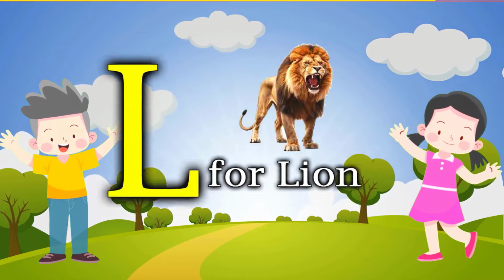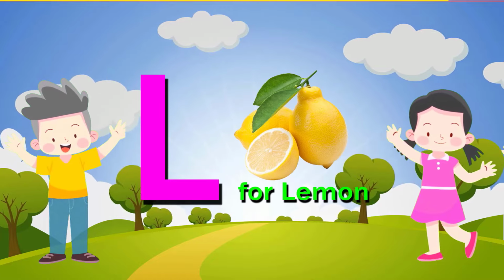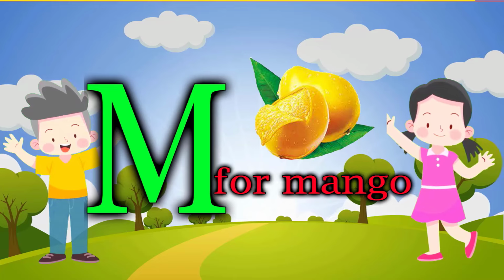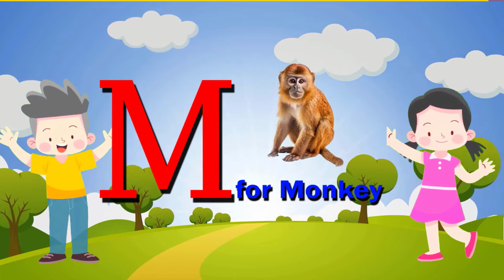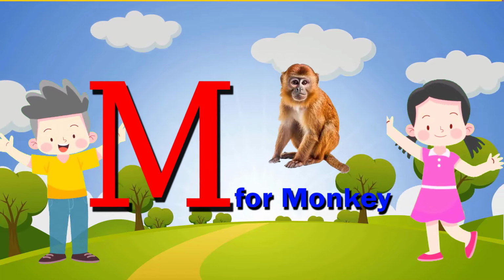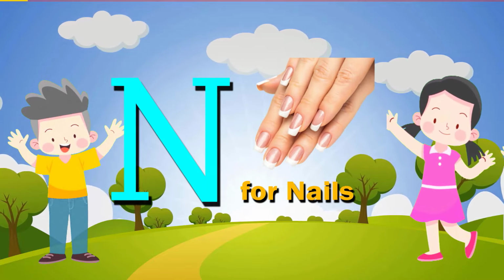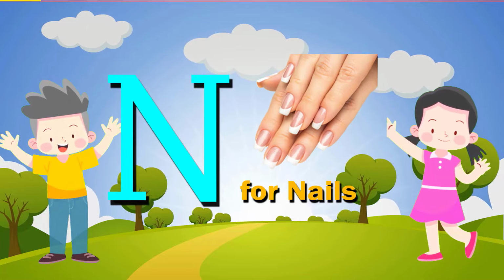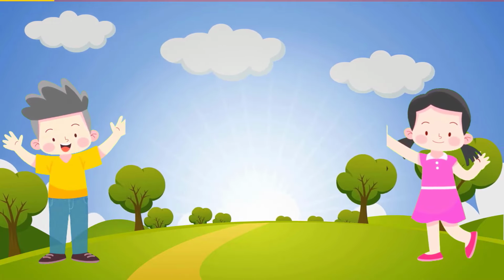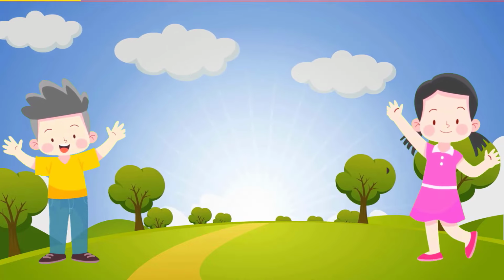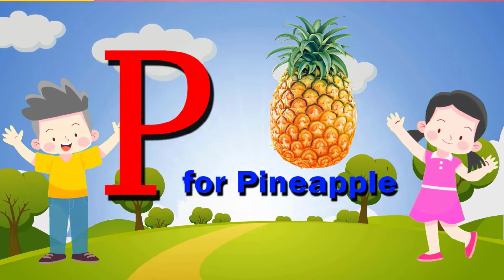L for lion. L for lemon. M for mango. M for monkey. N for nest. N for nails. O for orange. O for owl. P for peacock. P for pineapple.